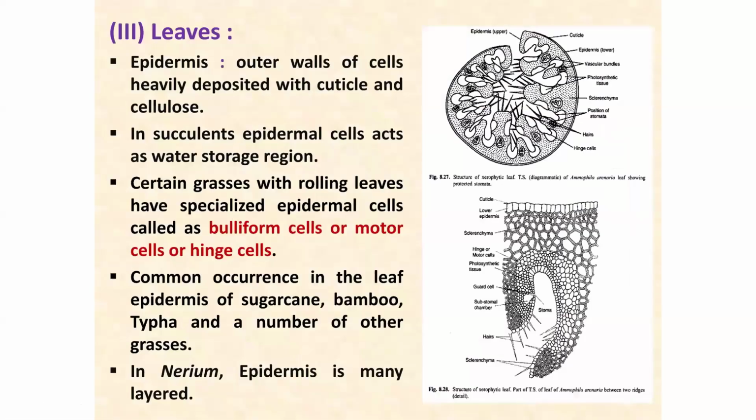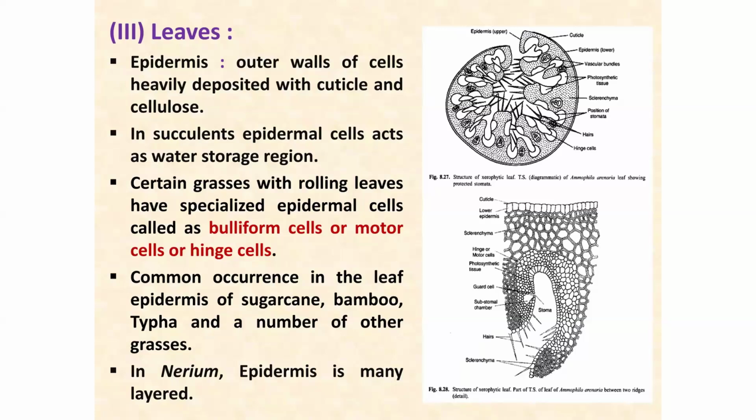In the leaves, the outer walls of the epidermal cells are heavily deposited with cuticle and cellulose. So in the leaves also, the epidermal region contains thick walled cuticle, and succulent epidermal cells which act as a water storage region. So epidermal cells store the water. In certain grasses with rolling leaves, there are specialized epidermal cells called bulliform cells or motor cells or hinge cells. So these are seen in the grasses.